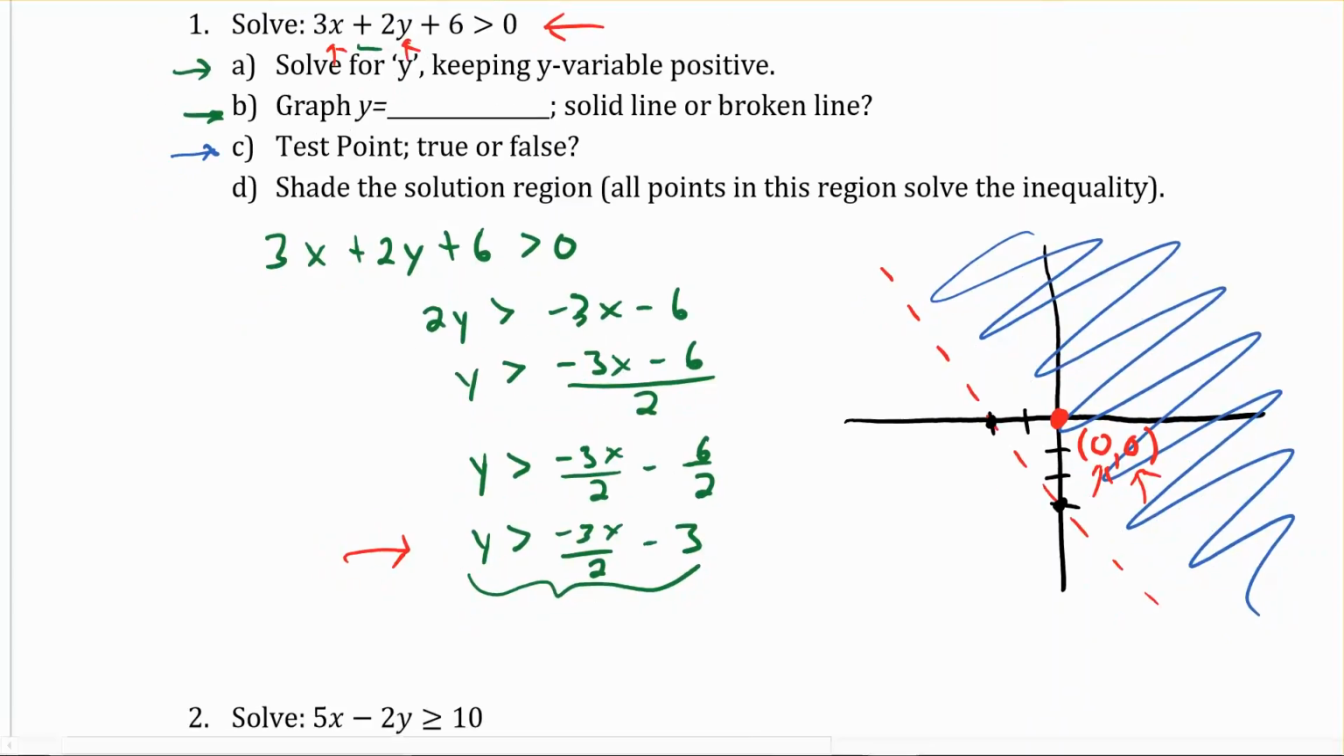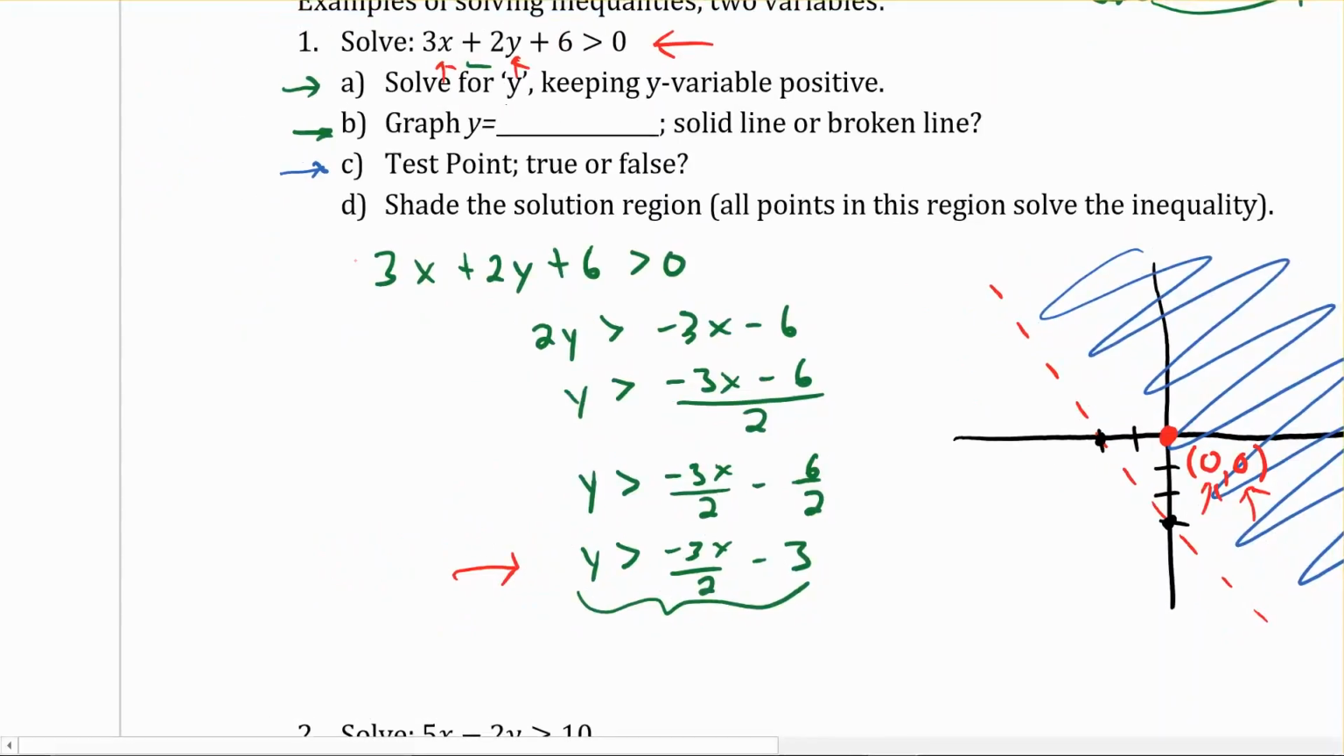So if we do that, we'd have 3 times 0 plus 2 times 0 plus 6 is greater than 0. So what we're really saying is that 6 is greater than 0. That checks out. 6 is greater than 0. So that test point worked.